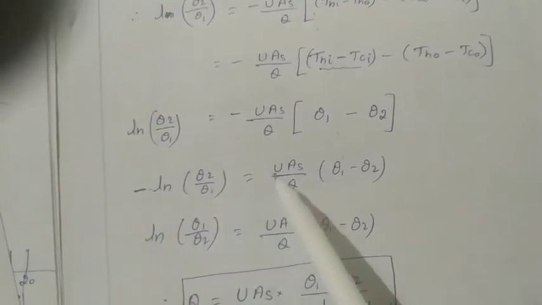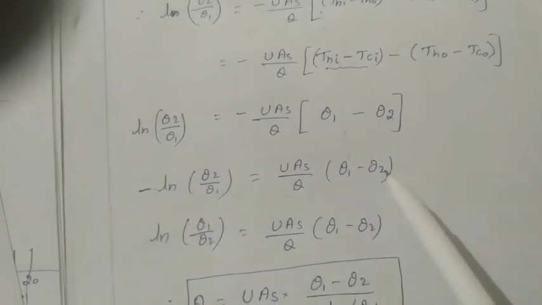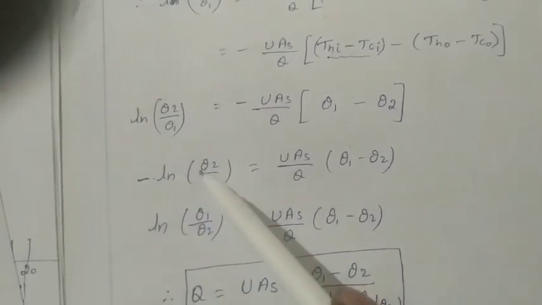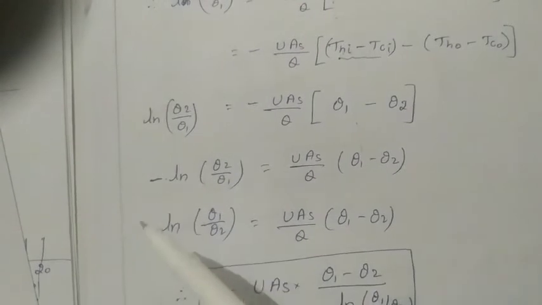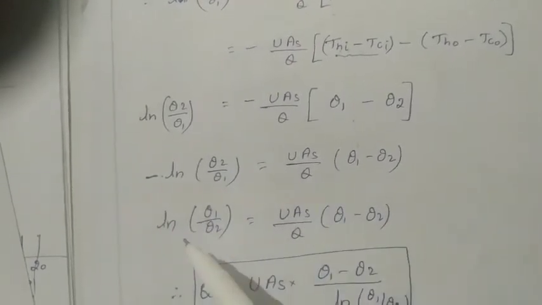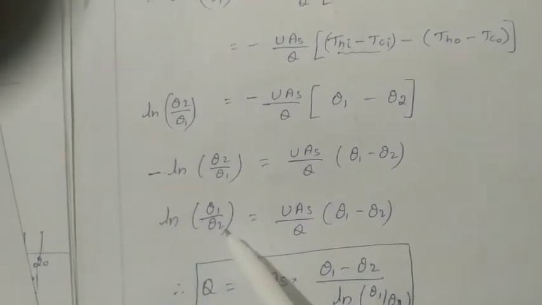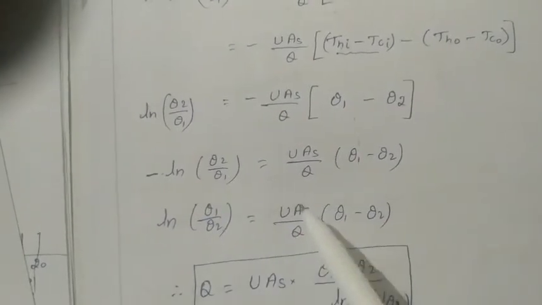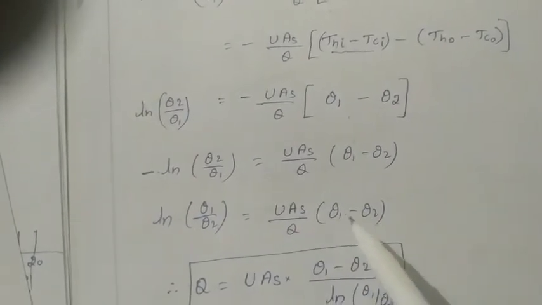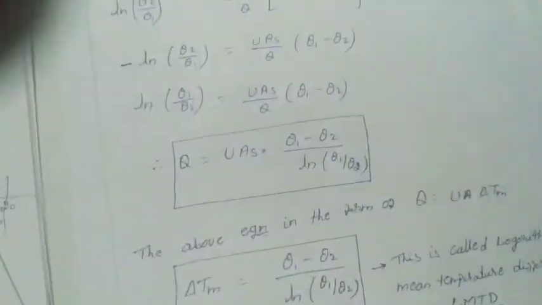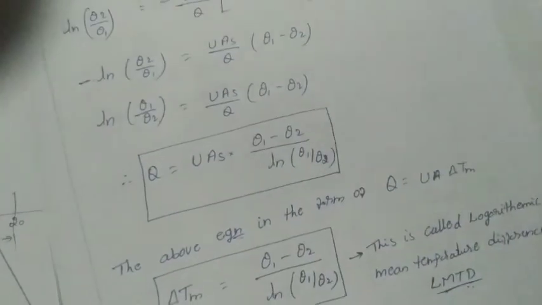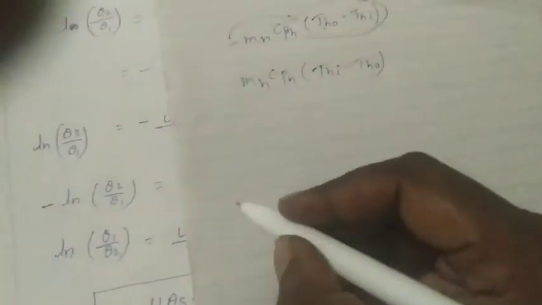theta 2 divided by theta 1 is equal to UA by Q times (theta 1 minus theta 2). If you are transferring to that side, this will become ln theta 1 minus ln theta 2, hence ln of theta 1 by theta 2 is equal to UA by Q into (theta 1 minus theta 2). If you are getting confused, I'll write it here.